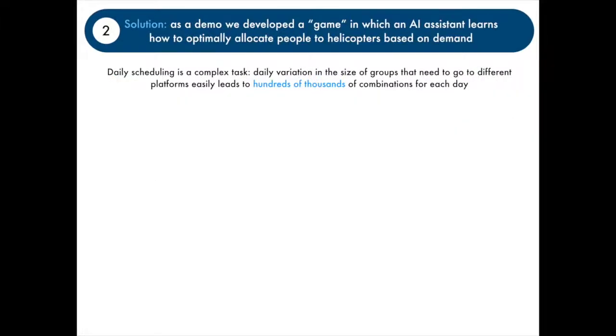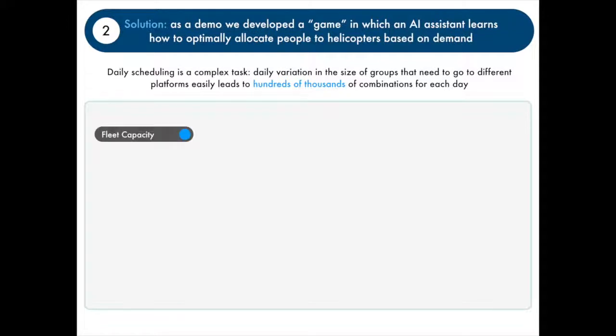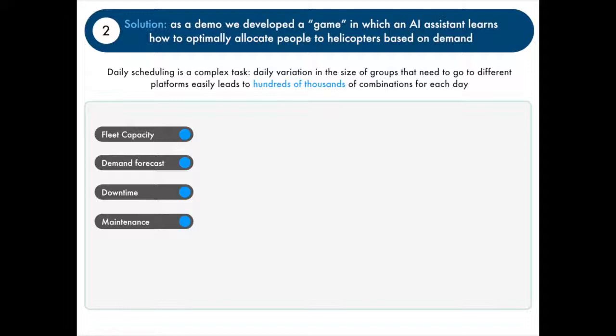As a demo, we used our game approach to develop an AI assistant that learns how to optimally allocate people to available helicopters based on offshore demand. This is far from straightforward, as there are easily hundreds of thousands of different combinations to evaluate and choose from for every single day. The game includes key elements and rules such as the fleet capacity, demand forecast, aircraft downtime, maintenance routines, and various constraints such as the maximum number of offshore locations per trip.